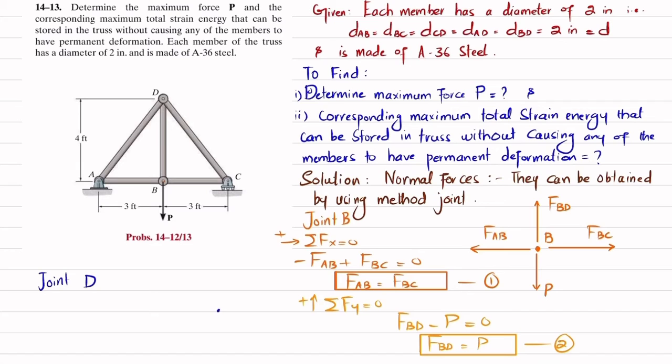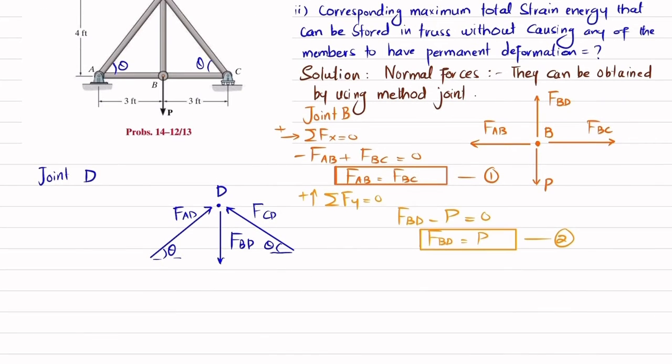So we will draw the free body diagram of joint D. This is your point D, where one load, which is FBD, will be downward. This is FBD, clear. This is your force FAD, and another one is FCD. This is FCD, and you can see they both are making angle theta. So this will be angle theta. This will also be angle theta. Okay, now applying equations of equilibrium.